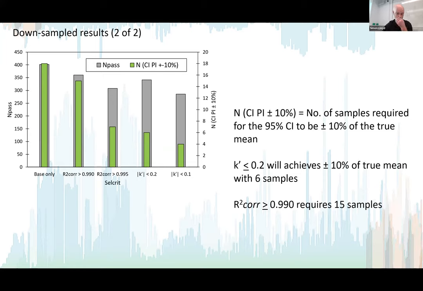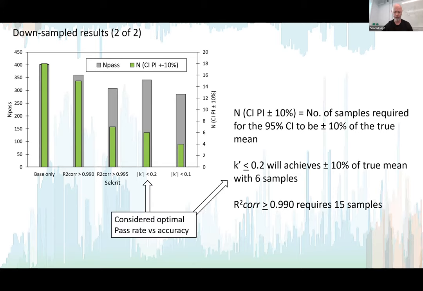And we can see that if we take a K-prime with a minima of 0.2, that achieves this with just 6 samples. And if we compare that to the currently used R-squared correlation with a 0.990 minima, that requires 15 samples. So there's a big improvement already by using this new selection criteria. And this is the criteria that we consider to be optimal due to the pass rate versus the accuracy of it.